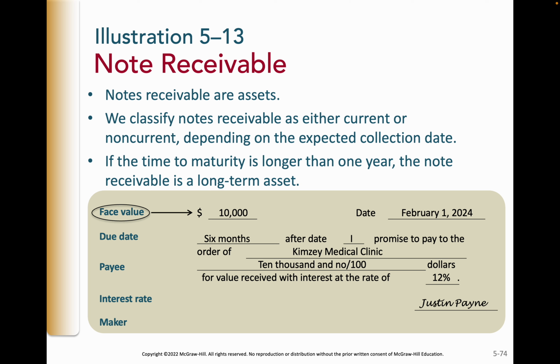So this note has a $10,000 face value. It's being issued on February 1 and it's due 6 months after February 1. There's a promise here to pay. It says who is being paid, the payee, how much, the $10,000, at an interest rate of 12%, and that would be an annual interest rate. Justin is considered the maker of the note or the payer. Sometimes we use maker, payer, where the medical clinic is the payee.